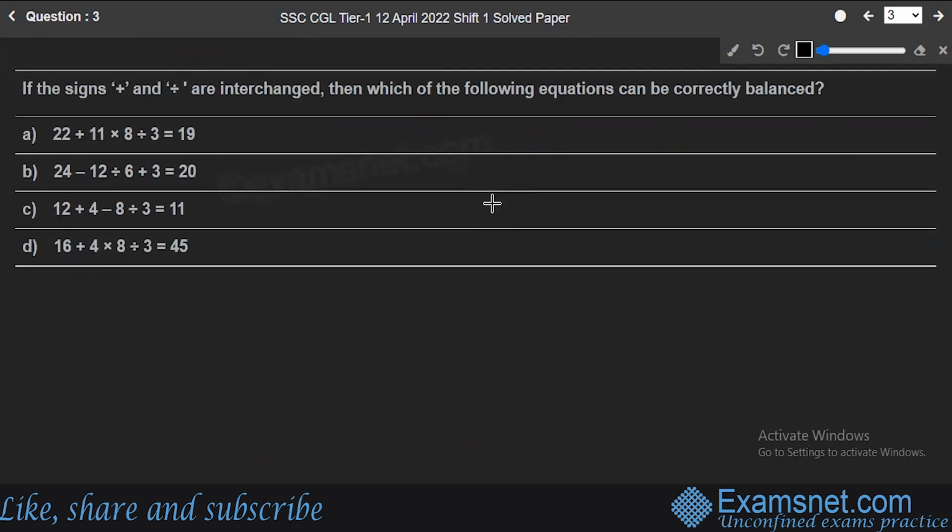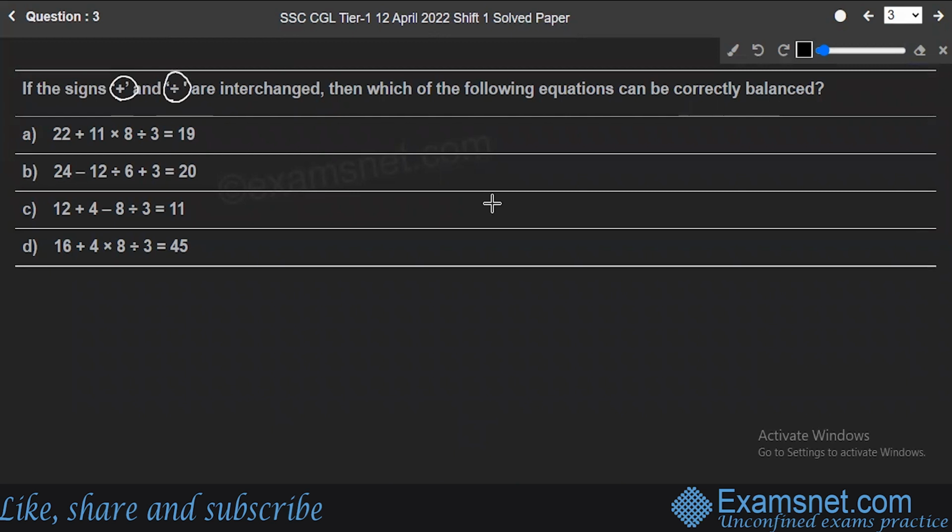If the signs plus and divide are interchanged, then which of the following equations can be correctly balanced? So you have to interchange the signs of plus and divide. Correct? Let's go with each and every option to check whether the LHS and RHS match or not. I'll go with the first one.